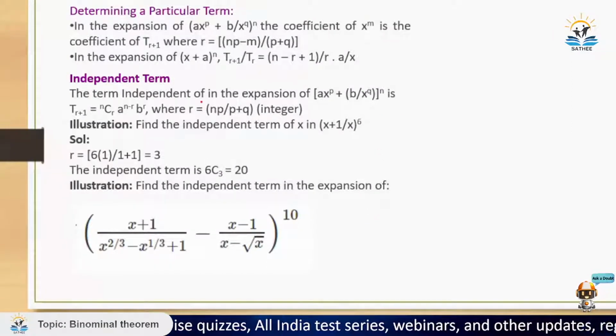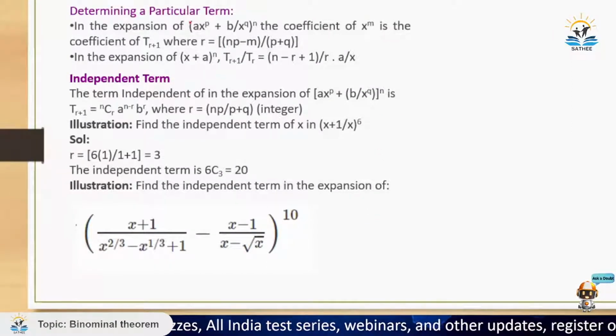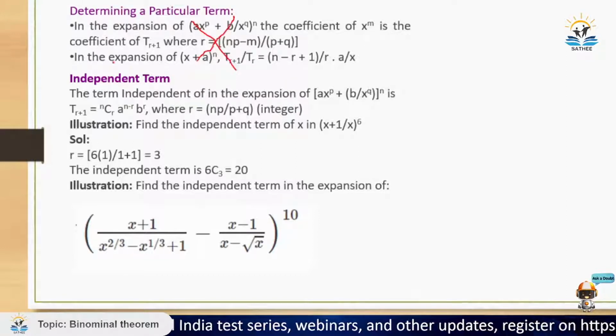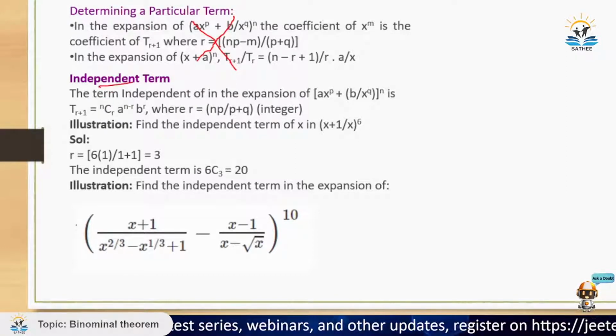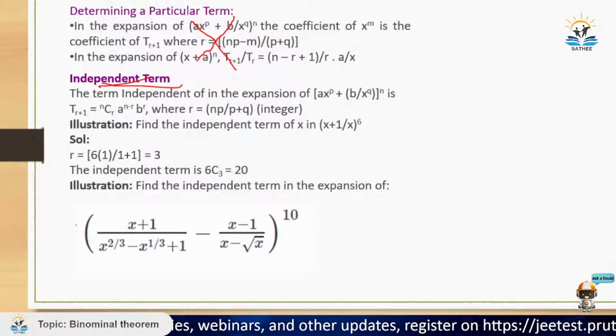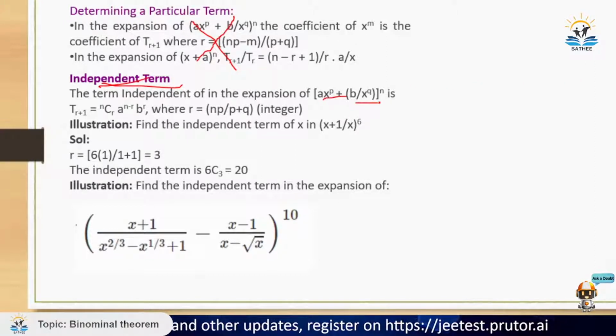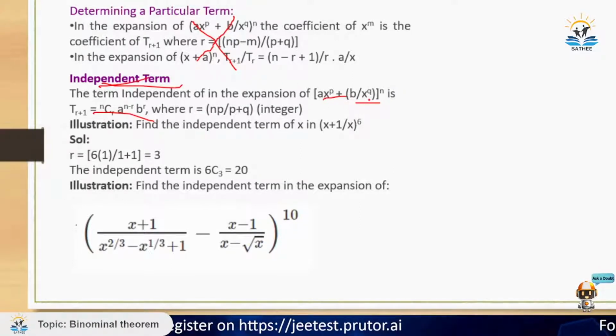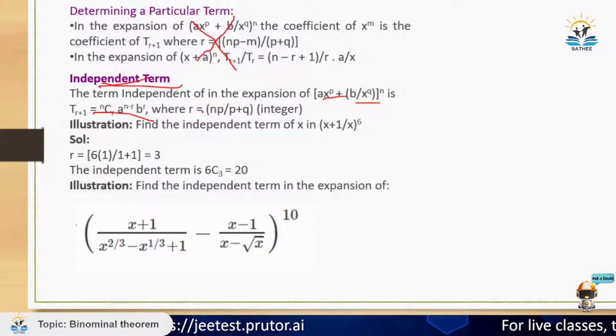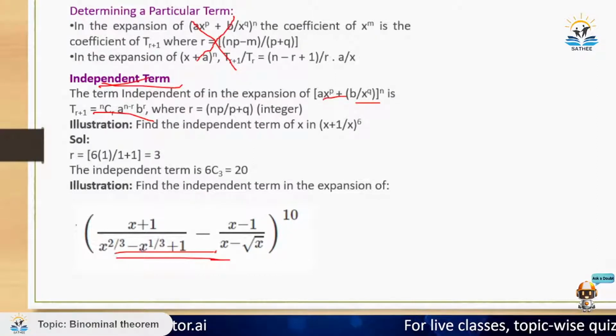Moving on to a particular term. Particular term is nothing but general term only, so you can ignore this. Okay, so now moving on to independent term. What is independent term? Independent term is that term that is independent of x or y, that is independent of all the variables. So you will write the general term, and in that general term, you will make the power of x equal to 0, and from that, the value which you get for r, that gives your independent term. Okay, so let's now calculate the independent term in this expansion. From there, you can understand the whole concept.